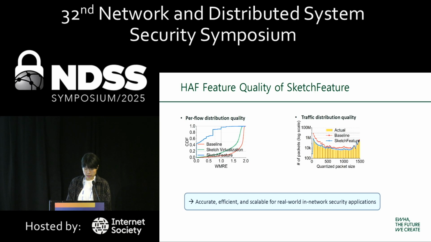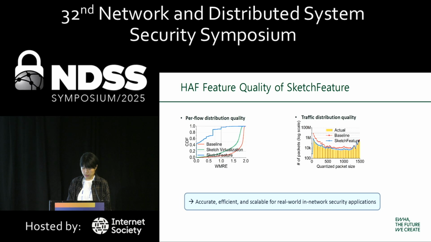The left figure presents the CDF graph of the WMRE metric, evaluating per-flow distribution quality across 3 different schemes. WMRE closer to 0 means higher accuracy. The results indicate that applying sketch virtualization enhances feature measurement accuracy. Moreover, incorporating the membership test to form SketchFeature further improves it.